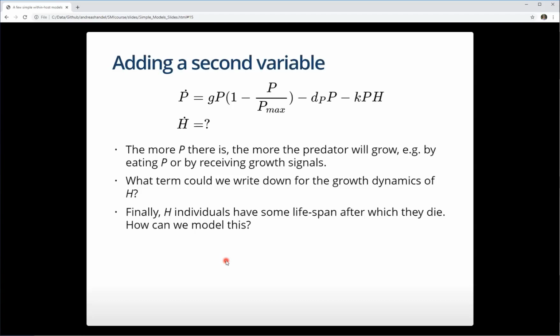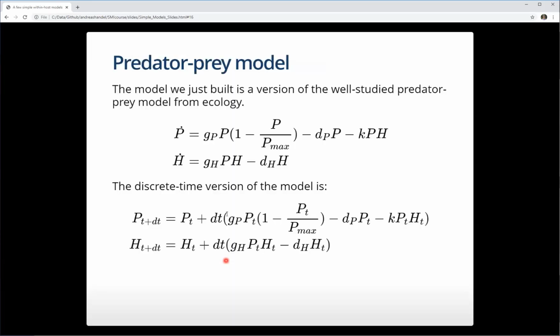Okay, there are two suggestions. Basically, twice the model the same. We make the H growth proportional to P multiplied by some constant. So that's this term here. This is the growth rate, and then it depends on how much P there is. If there's no P, then the H can't grow. And if there's a ton of P, then they can grow a lot, basically by eating them, or somehow, if it were, let's say, the immune response, it gets more inflammatory signals or stimulation signals and might grow.